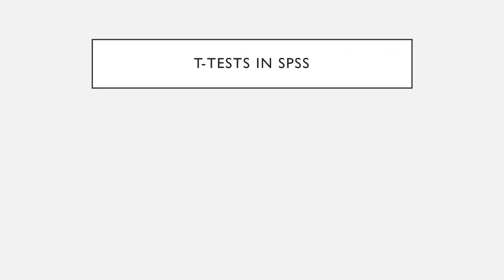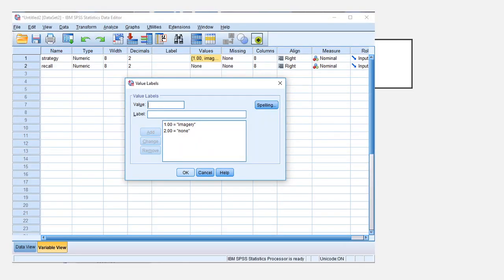It wouldn't have mattered. So now I'll show you how you would do this same analysis in SPSS. So critically is that, again, this is a design that actually has two variables at play here.